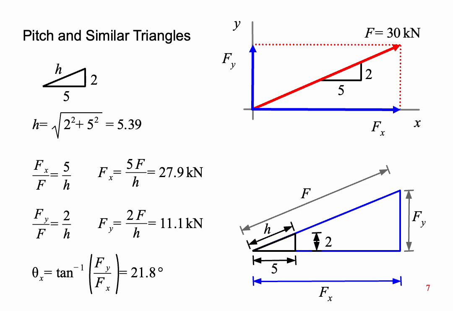Now let's use similar triangles. The ratio of the lengths of any two edges of one triangle is the same as the ratio of the lengths of the same edges of the other triangle. Set F sub x over F equal to 5 over h. Set F sub y over F equal to 2 over h. Now we can rewrite the equations and solve them to get the final answers.